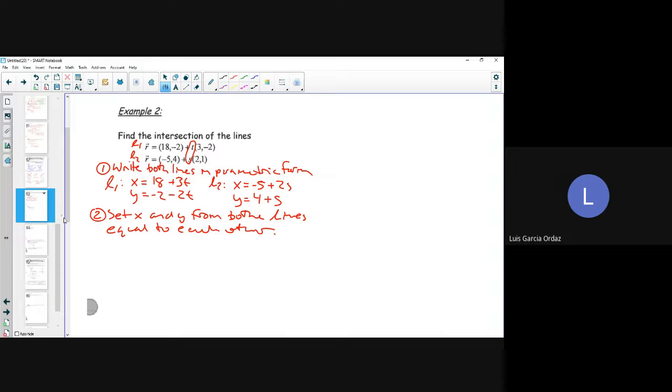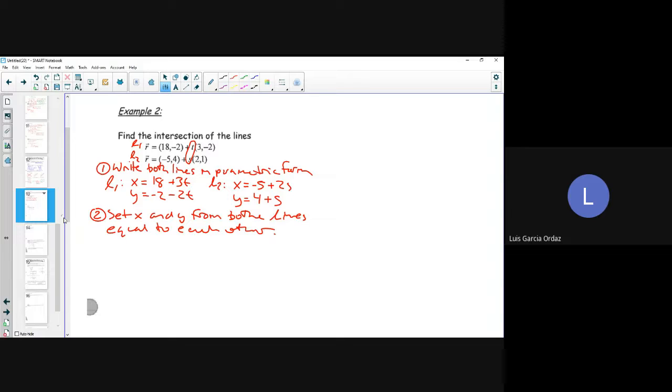I hope you guys can understand my writing. Can you guys read that? Okay, Madge, what does the last part say? Yeah, equal to each other.